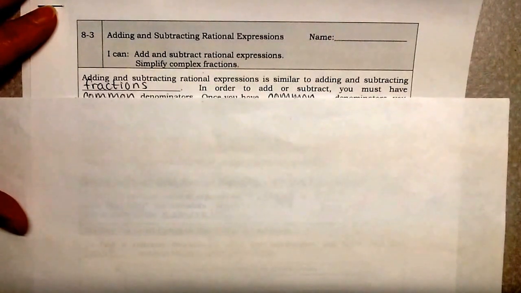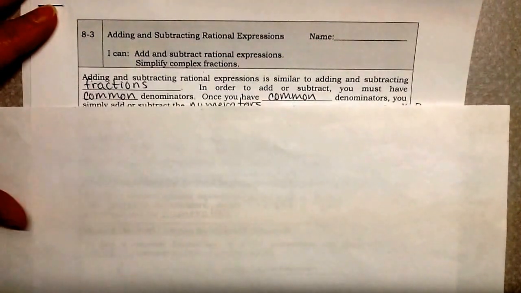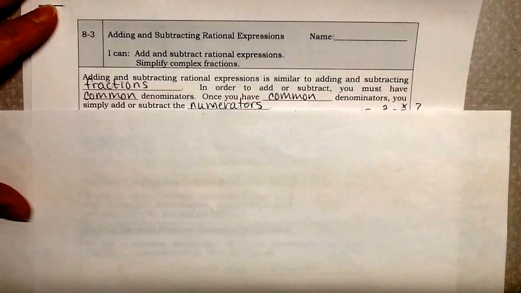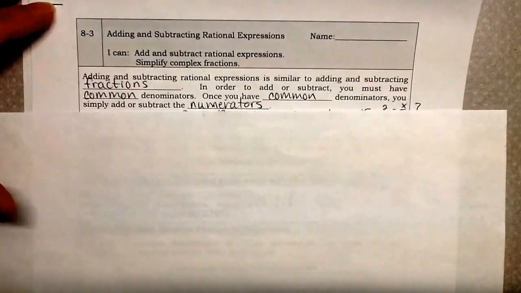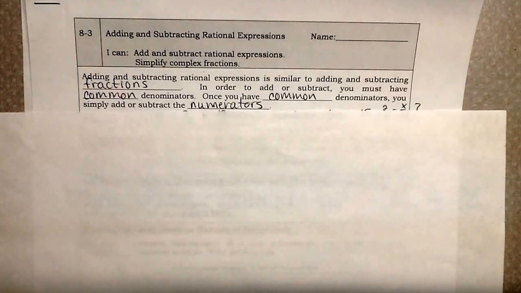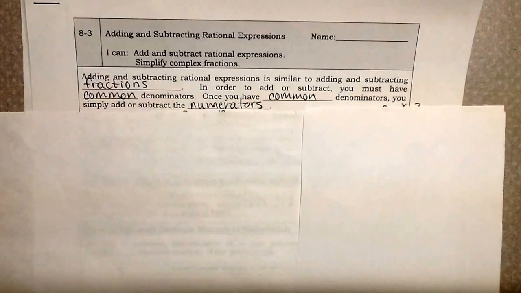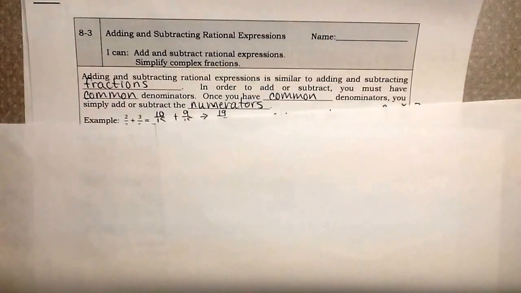In order to add or subtract fractions, you have to have a common denominator. Once you have common denominators, you simply add or subtract the numerators. And that's exactly what you do when you add or subtract rational expressions. So just a reminder here with fractions.